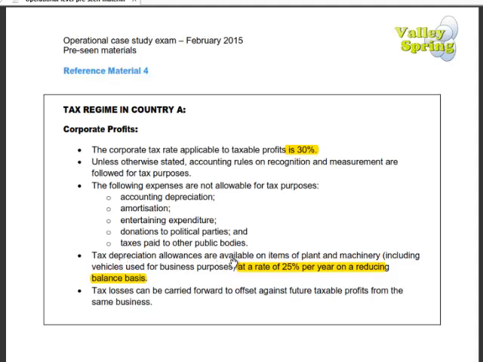The tax depreciation allowances are available on items of plant and machinery, including the vehicles used for business purposes, at a rate of 25% a year on a reducing balance basis. 25% a year would indicate that there should be a substantial write-down. And what puzzles me is that the amount of assets is 15 or 16 million. The depreciation is 600 and something thousand, so probably 10%.